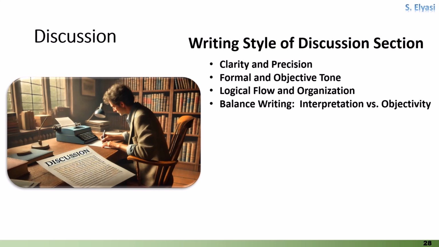Balance in writing: interpretation versus objectivity is crucial in the discussion section. While interpretation is necessary, it's important to avoid overinterpreting the results. Refrain from making broad generalizations based on limited data. For instance, rather than stating "This finding proves," opt for more measured language like "This finding suggests," or "This finding may indicate."